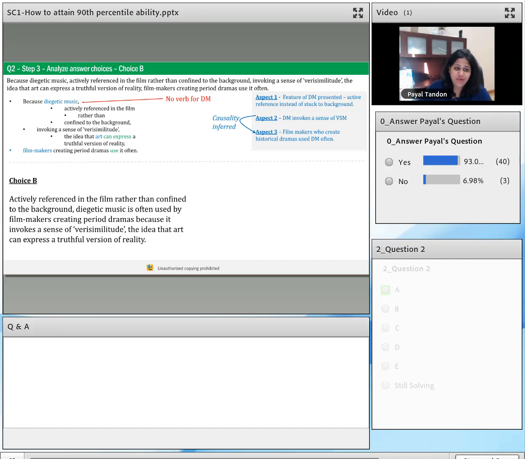Now let's take a look at choice B. After doing all of this analysis, when you take a look at the individual answer choices, you should consider chunks of those answer choices. For example, over here, especially when the sentence is completely underlined, don't think that this entire chunk is now a brand new set of words that you have to focus on intently.